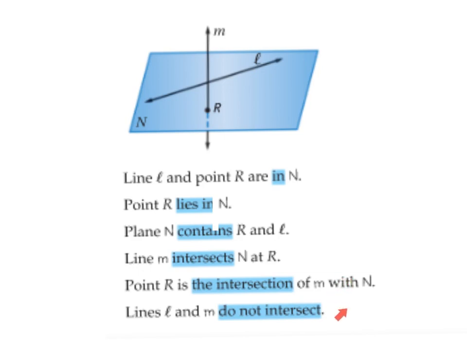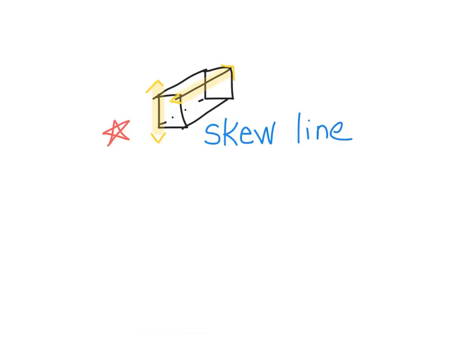This reminds me of the term skew lines. Let me show you what that means. A new vocabulary word. See how this is like a 3D box, like a Kleenex box. You have this line and then this line over here, and they're never going to intersect. Those are called skew lines. Skew lines. So add that to your journal.